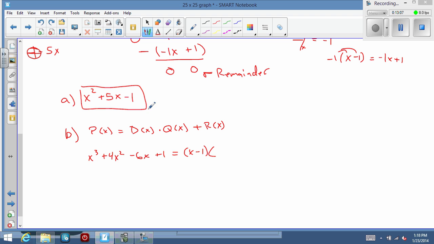Our quotient was this x squared plus 5x plus 1, plus our remainder. Well, our remainder was 0, so we don't need to add anything over here. So x squared plus 5x plus 1, and then here's our division algorithm.